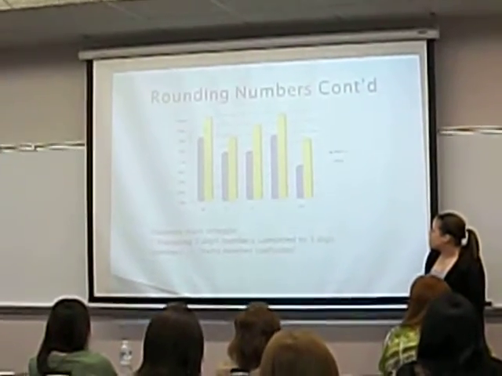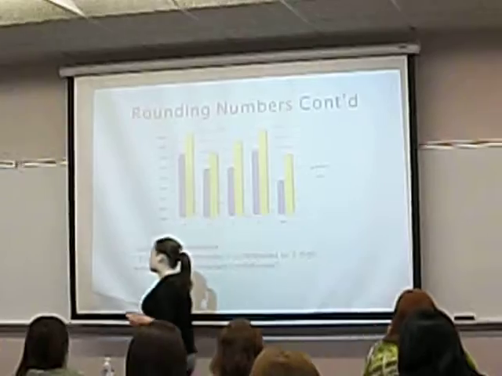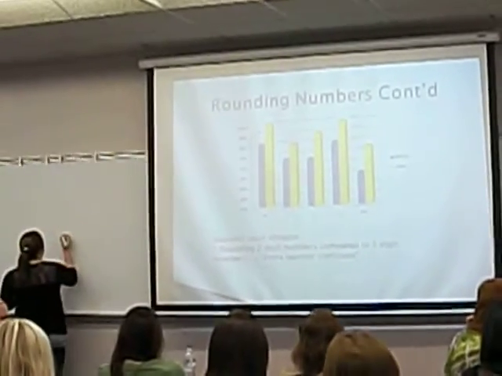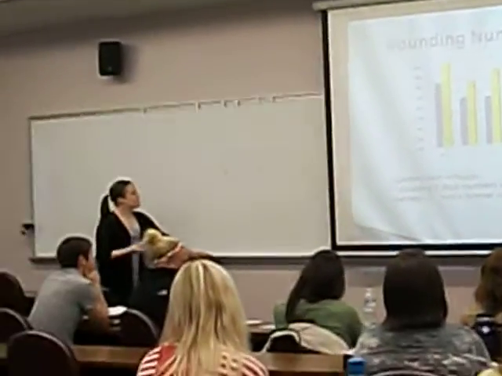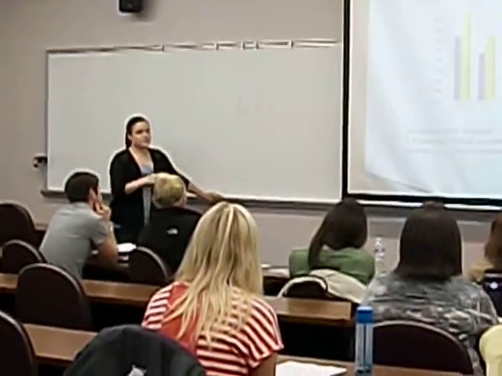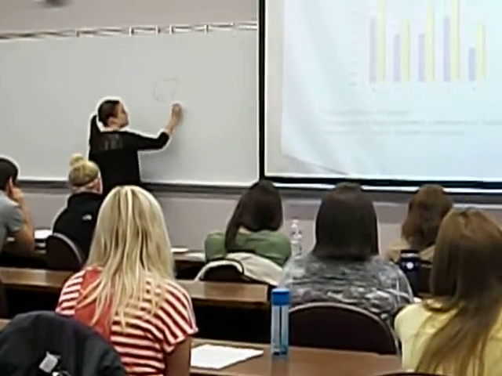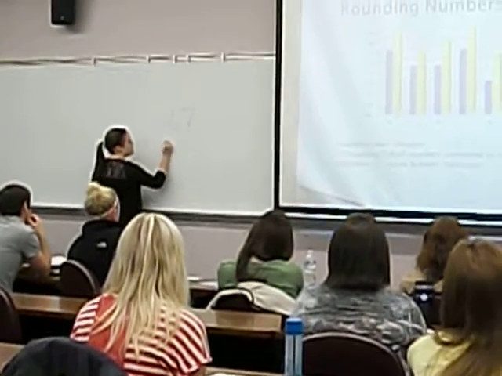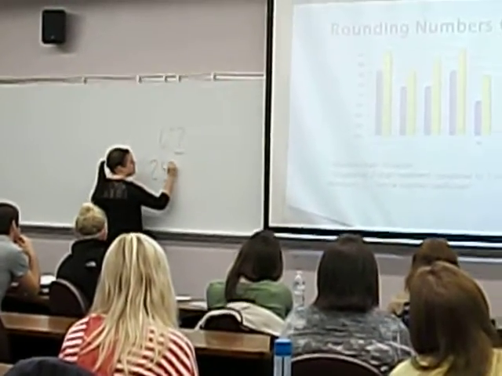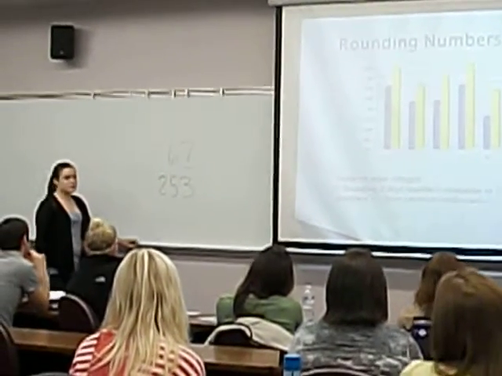the students' main struggle was rounding 2-digit numbers compared to 3-digit numbers. So, for example, if I had 67 and I was to round that number to the nearest tenth, which digit would I look at? 7. The 7, the last number. That's easy for students to see. But if I asked them to round 253 to the nearest 100, which digit are they supposed to look at?